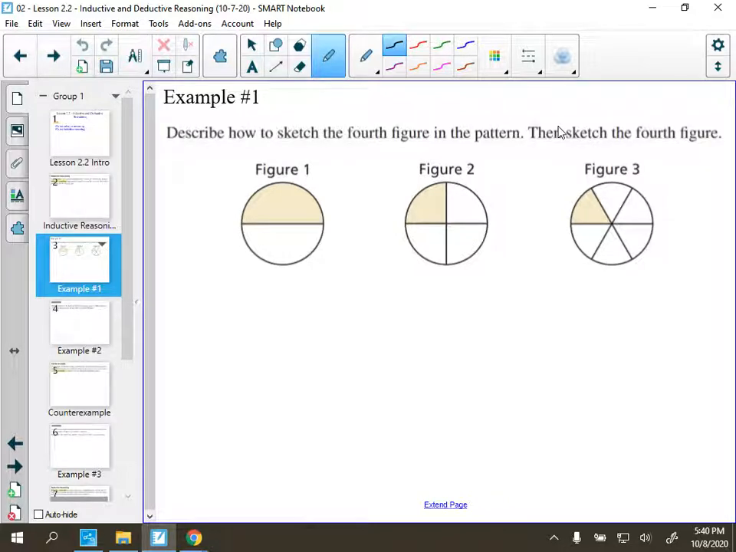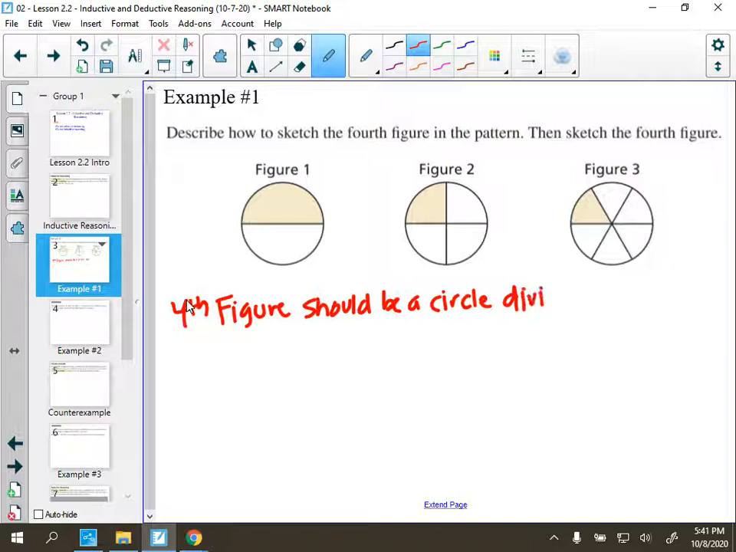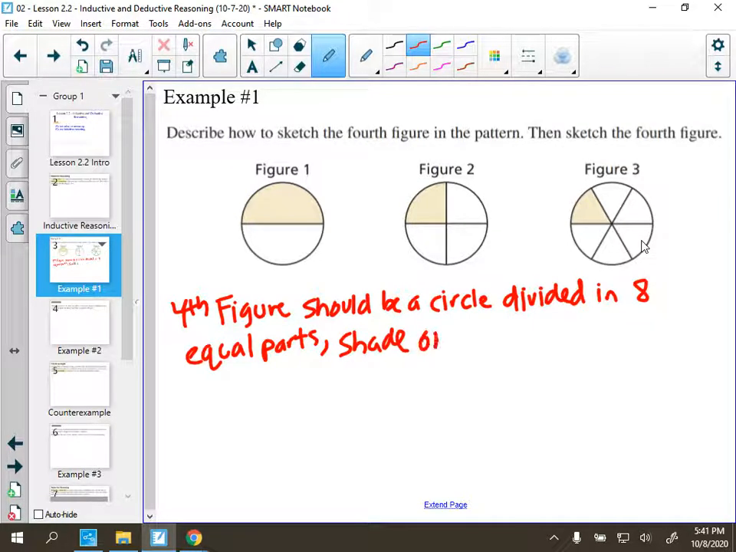So as far as describing the fourth figure, I would say we need a circle. So let's do it like this. The fourth figure should be a circle divided into how many parts? 8. 8, and let's be specific, not just 8 parts, but actually 8 equal parts. Right? Everything's been split up exactly either in half, into equal fourths, into equal sixths. So we want to make sure we divide it equally into 8 parts. Shade one of the 8. All right, so I think that's a pretty good description of what's going on in the pattern here.